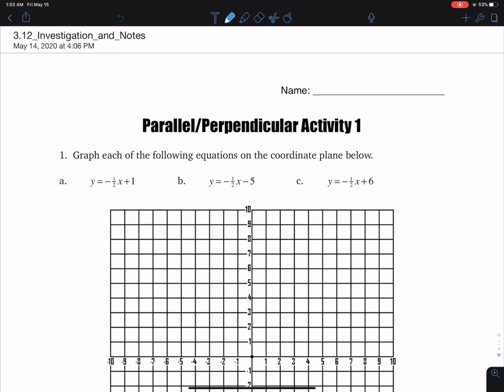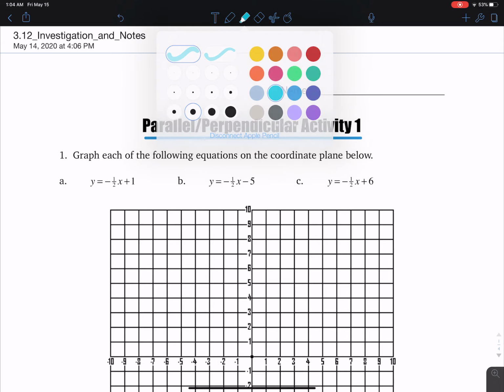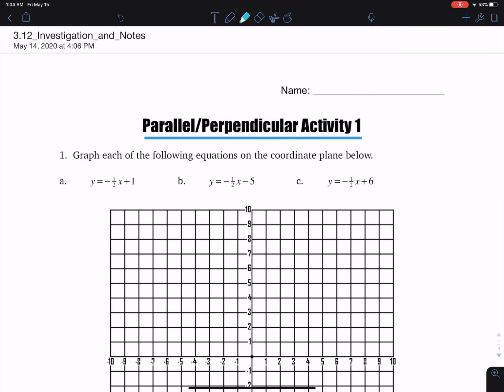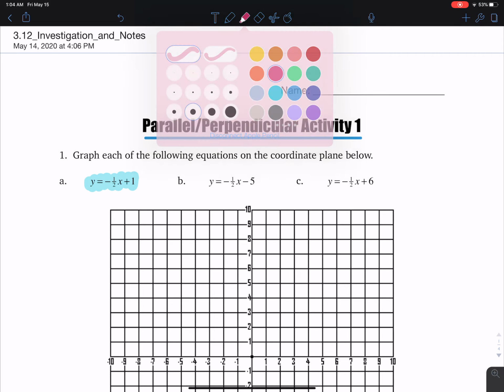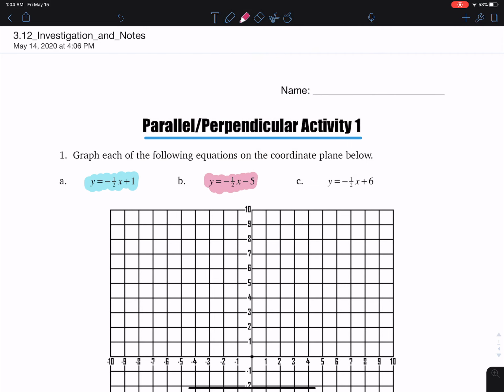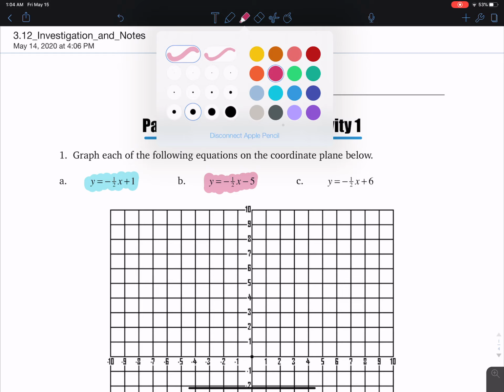Okay, so for 3.12, which is the last section of this unit, we're going to start with parallel and perpendicular activity 1. Each one of these three lines is in slope-intercept form. So graph your lines from slope-intercept form. Use your y-intercept and use your slope. And then you can answer the questions about each one of these three lines.